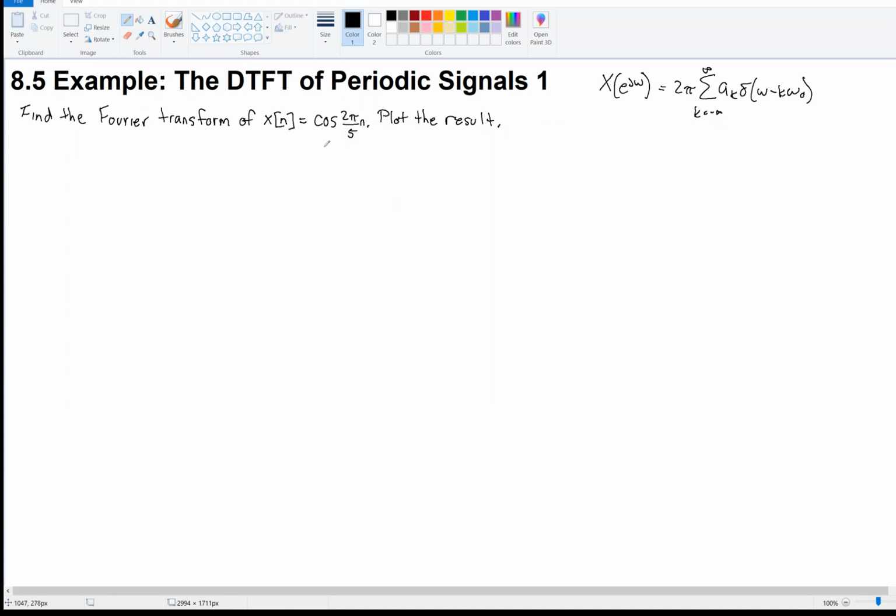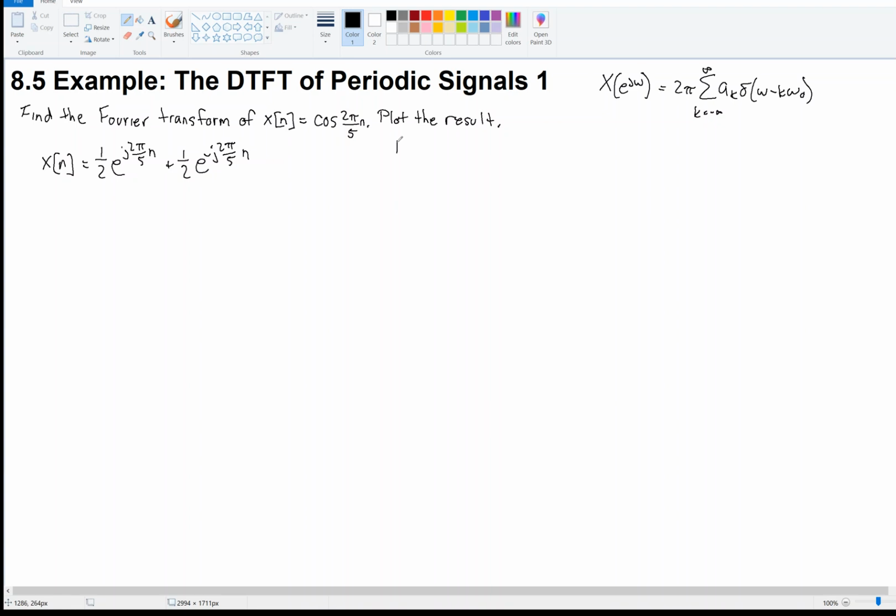So let's do that. Cosine is related to complex exponentials, so we can find the Fourier series coefficients very quickly by using Euler's formula. We can break the cosine into complex exponentials, and we write x[n] as 1/2 e to the j 2 pi over 5 n plus 1/2 e to the minus j 2 pi over 5 n, like this. And I guess we should have asked ourselves also, what's the period and the frequency of 2 pi over 5 after determining it is periodic.